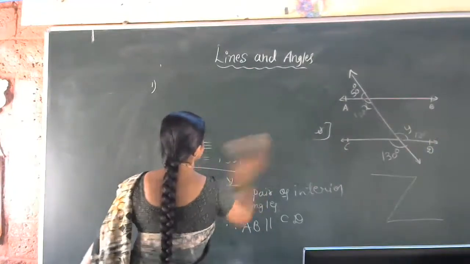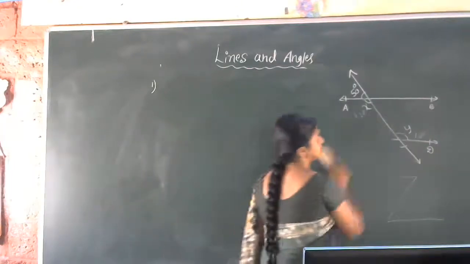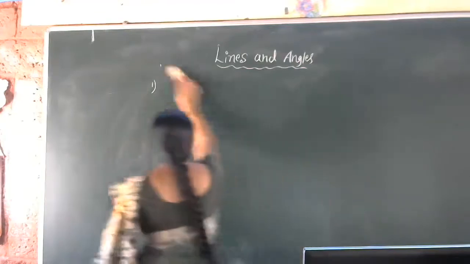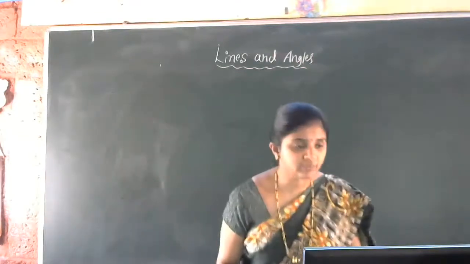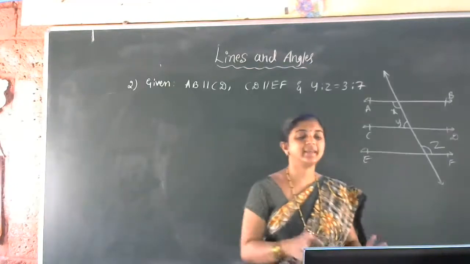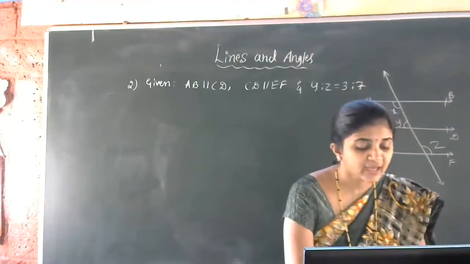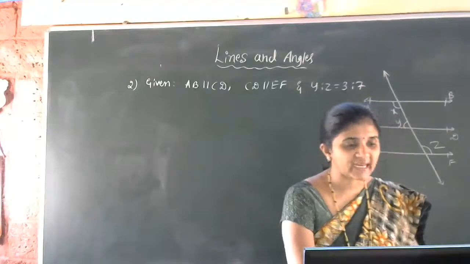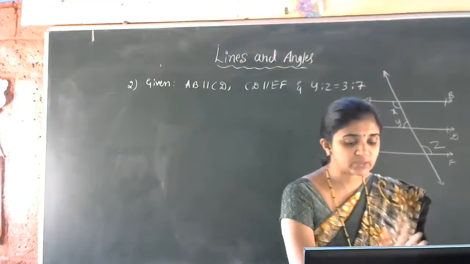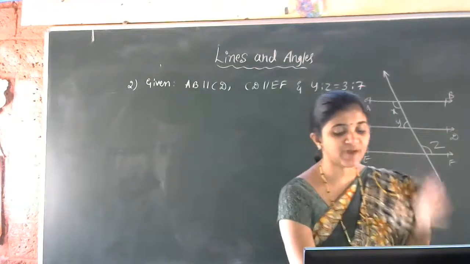So what is there in the second question? Okay, you just see your textbook. What is given, what we have to find or prove in the second problem. First, one second, I'll write the problem on the board. See students, second problem. In the figure, if AB is parallel to CD, CD is parallel to EF and Y is to Z is 3 is to 7, find X. The question is find X.